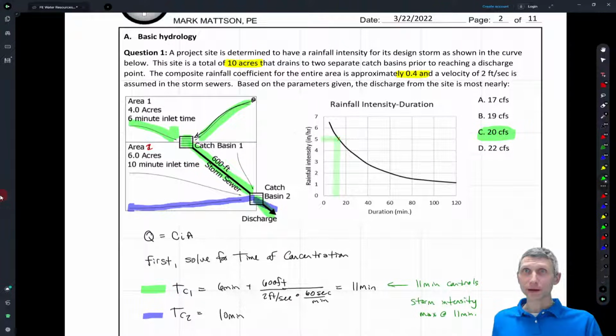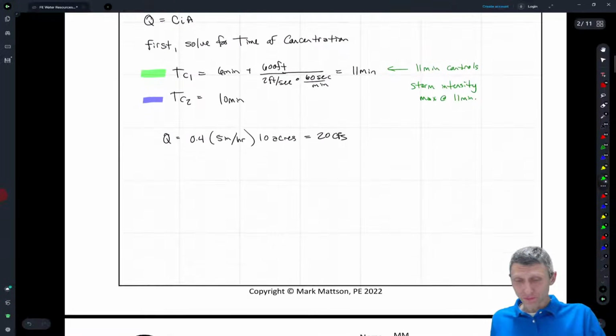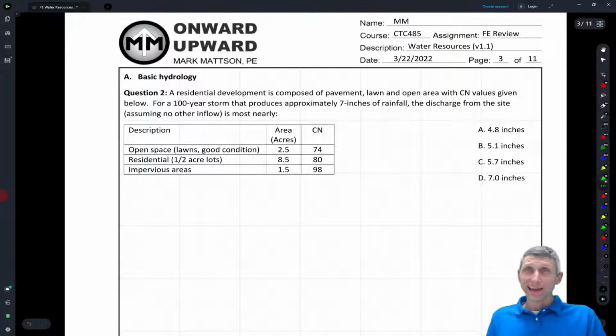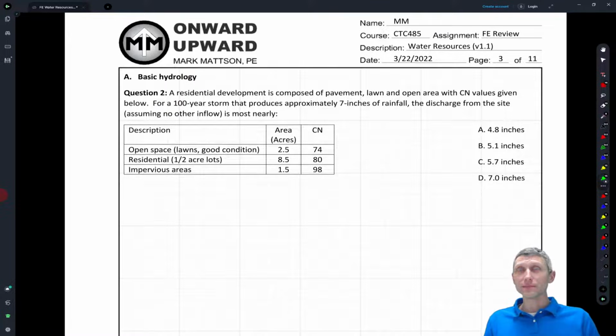All right, so as we keep going, let's go to question 2. So question 2 is another hydrology question, and this uses an alternate method, right? This uses the SCS method, right?